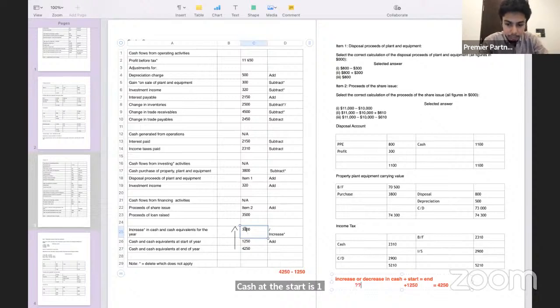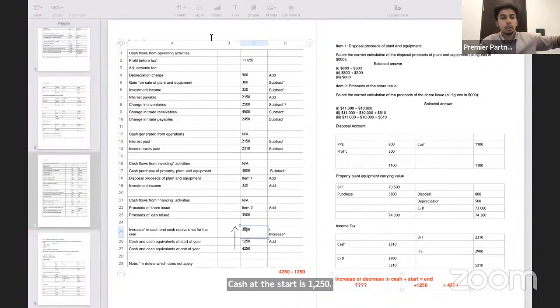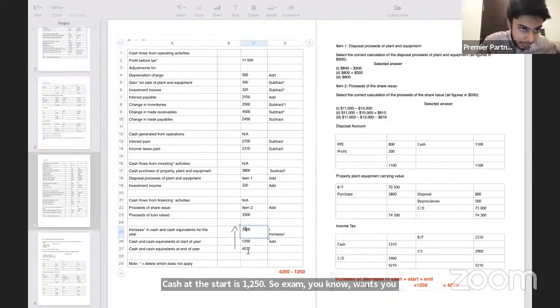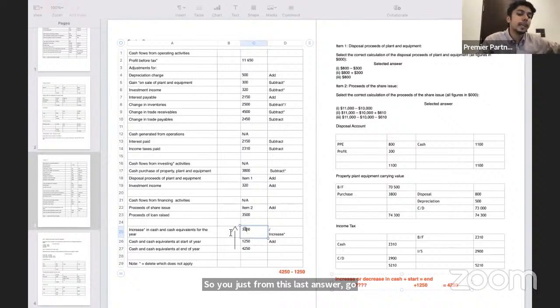So the examiner wants you to find this part always. From this last answer, you just go backwards and you will be able to get it. And guys, because it's positive, I have labeled it as an increase. So this is how the cash flow statement is done for section B in your paper.